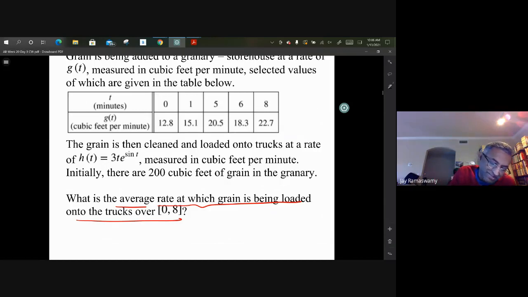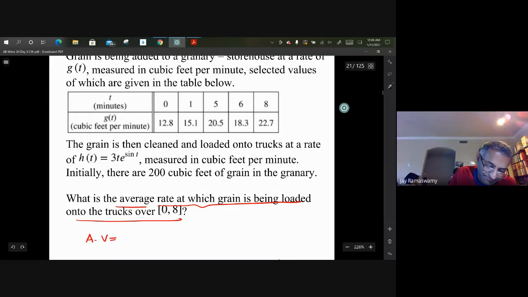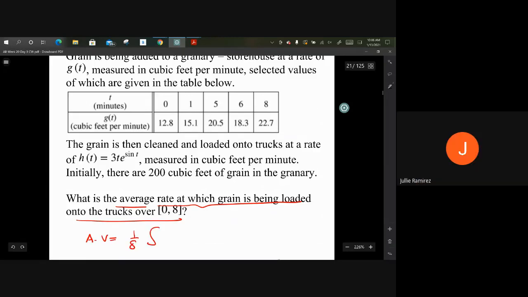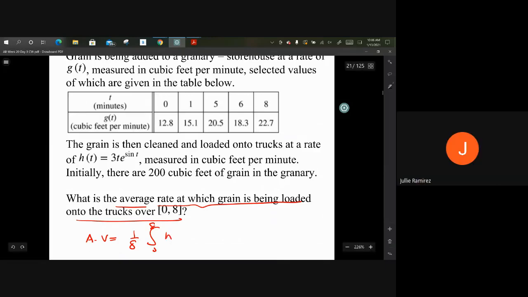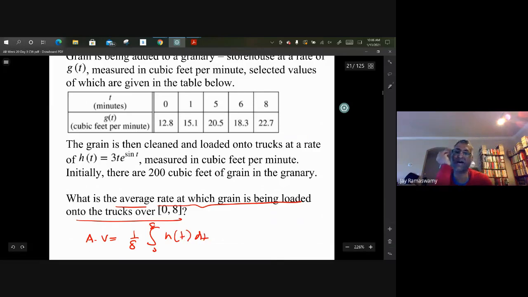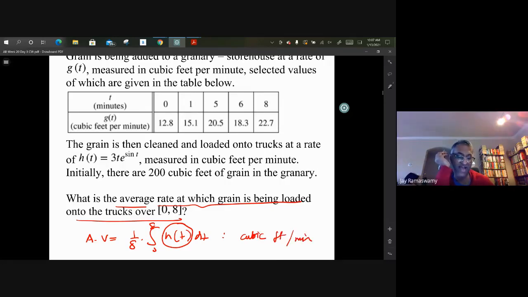Okay, Ms. Ramirez, you want to have a shot? It's the average value. 1 over A, the integral from 0 to A of H of t dt. Brilliant. Is that easy to do on a calculator? Yes. Okay, now stop. Let's talk about units. For an average problem, it's just the unit of that function. What is the unit for H of t? Cubic feet per minute. Is that clear? Average questions just have the unit of the function.